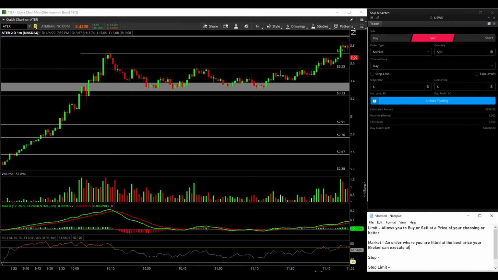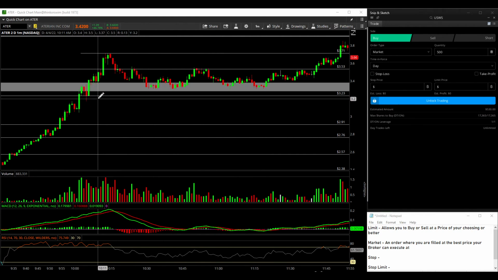But a market order is an order that executes at the best price your broker can execute it at. So for Webull, for example, there's no commissions and it's a free broker, which means your orders may not be as great as if you were on a paid broker paying commissions. So for instance, let's say you want to buy at 323 again. We'll use the same example.